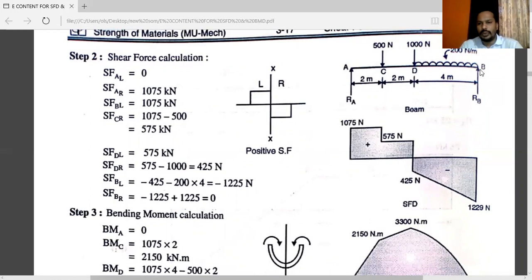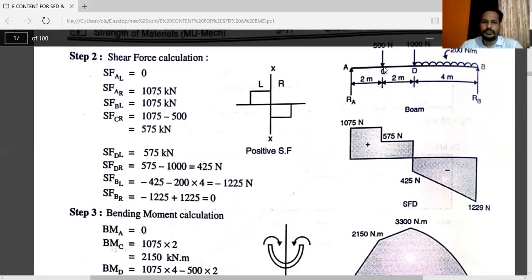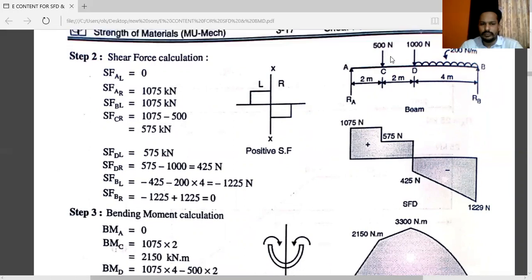Proportional diagram you have to draw. The values are very important. Unit is also important. Do the correction. All values are in Newton, so answer will be in Newton only.